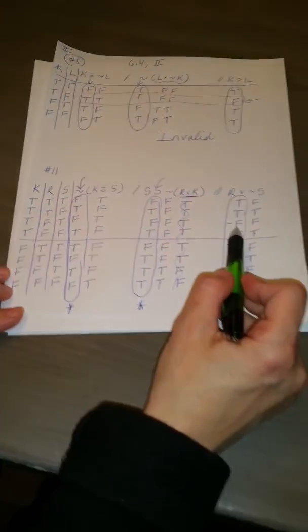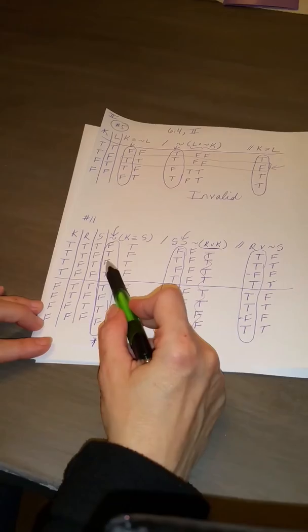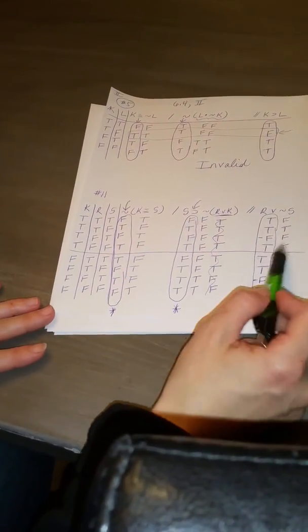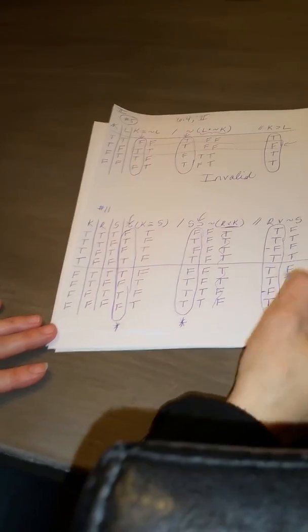Here we have two possibilities, right? We have to take a look at these two rows here. Now if we look here, we have false, false, and false. So that does not show it to be invalid. That row is fine. But here where we have a false conclusion, we have true premises. So this one is once again invalid. Remember, because it's possible to have a false conclusion with true premises, the argument is invalid.